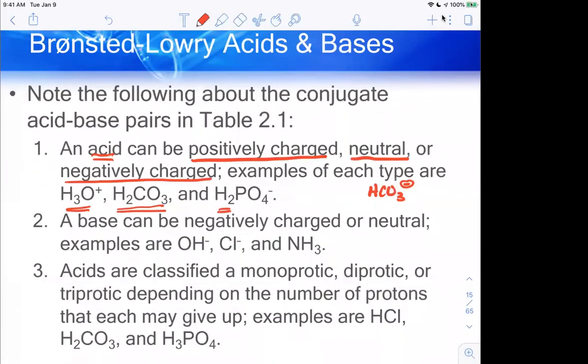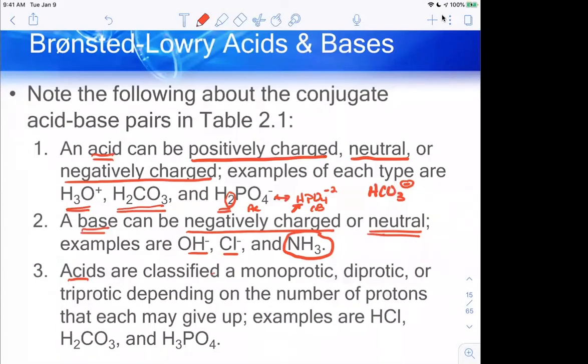This has 2 protons to lose. If it loses one, it becomes HPO4 2-. I lost one, I had 2, now I only have 1. So this is going to be the acid conjugate base pair for that. Notice also from the chart that bases can be negatively charged or neutral. So OH-, Cl-, those are examples of negatively charged bases. Ammonia is an example of something neutral that is going to act as a base.